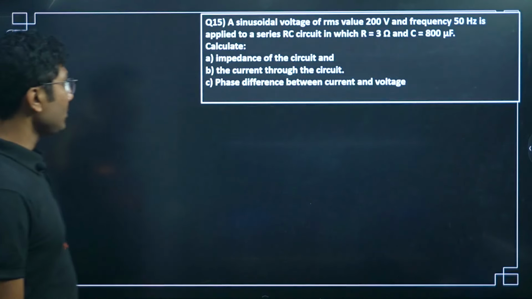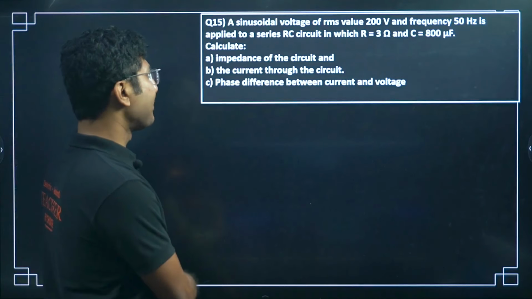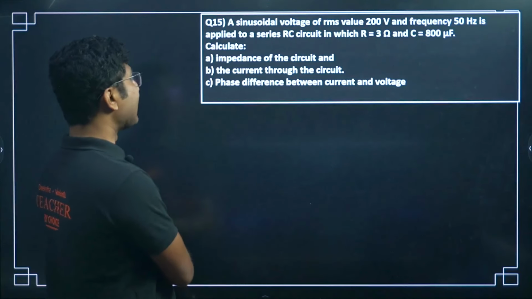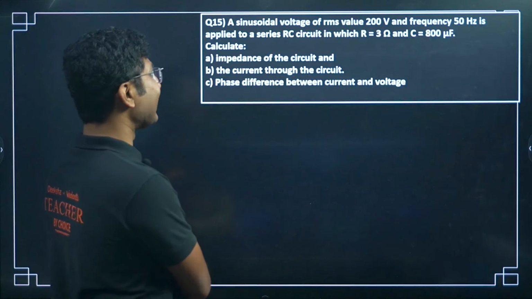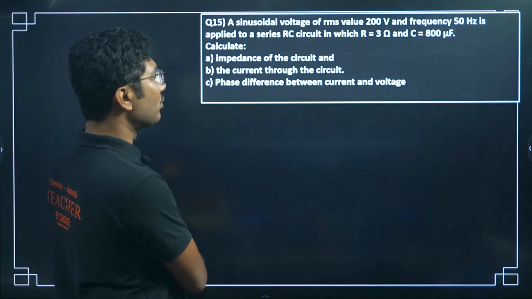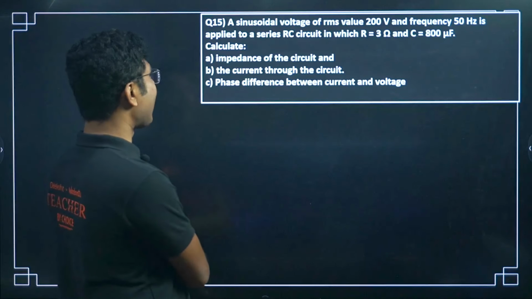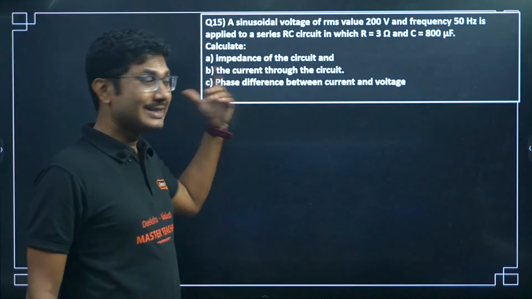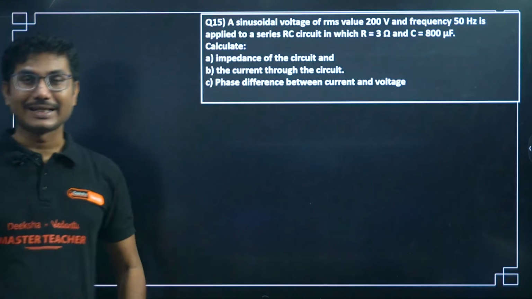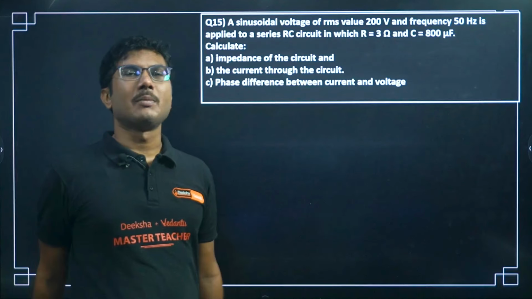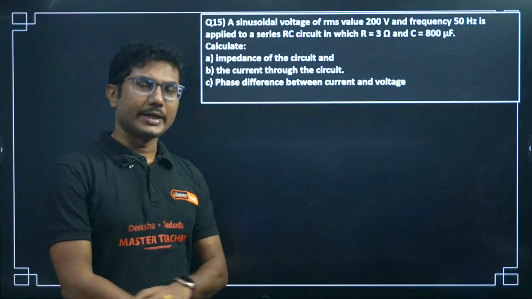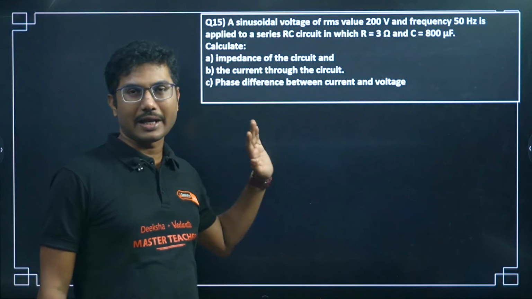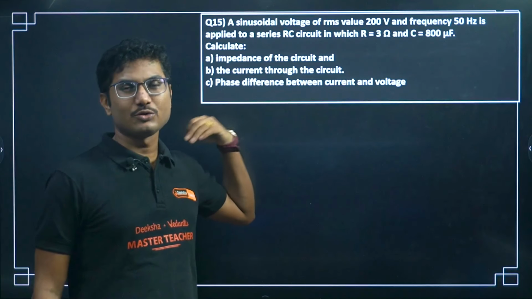Next, a sinusoidal voltage of RMS value 200 volt and frequency 50 hertz is applied to a series RC circuit in which R equals 3 ohm, C equals 800 microfarad. Calculate impedance of the circuit and current through the circuit. Now, in LCR series circuit problems, a diagram is not compulsory, first of all. Diagrams are optional, as you can solve the questions without even drawing the diagrams, as the only thing you need is to know the formulas.